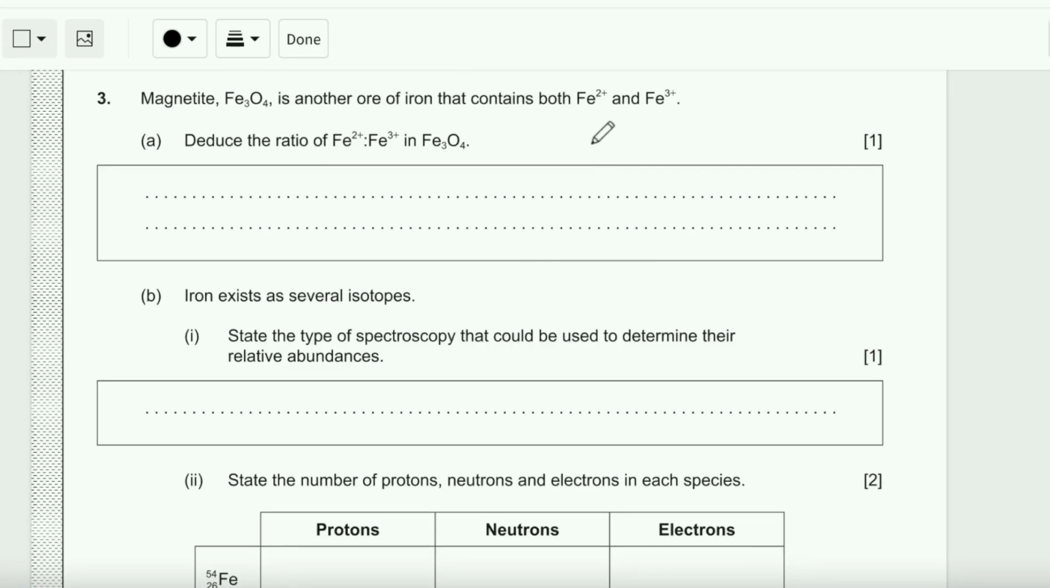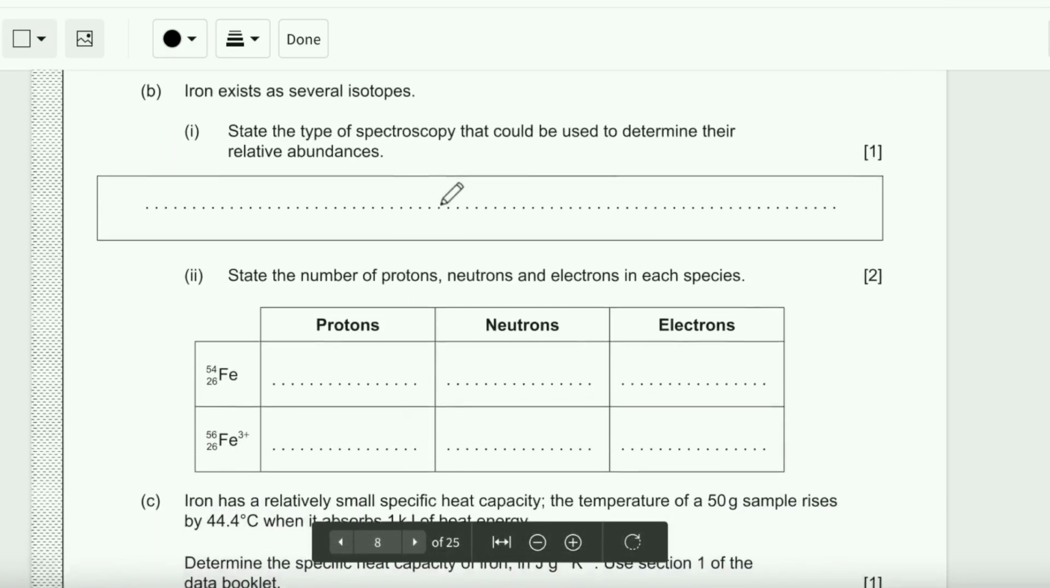Magnetic Fe3O4 is another ore of iron that contains both Fe2+ and Fe3+. Deduce the ratio of Fe2+ and Fe3+ in Fe3O4. In the ore of iron, the ratio of Fe2+ to Fe3+ is 1 to 2.